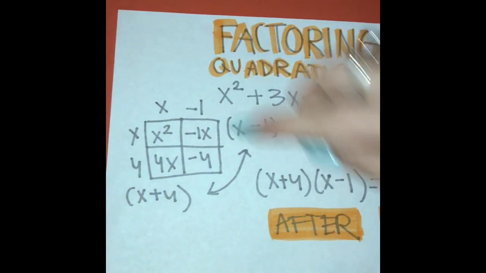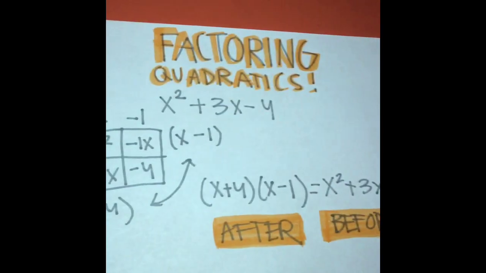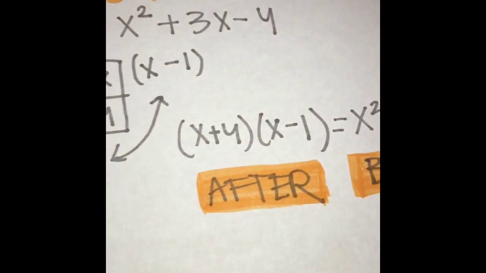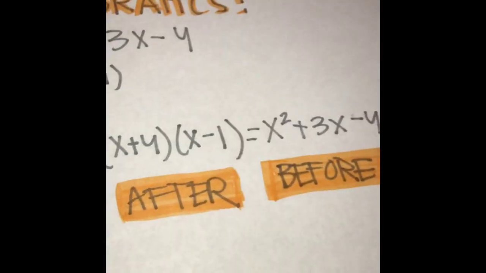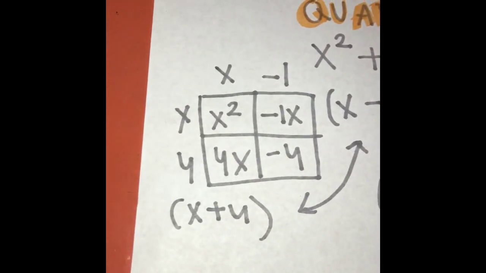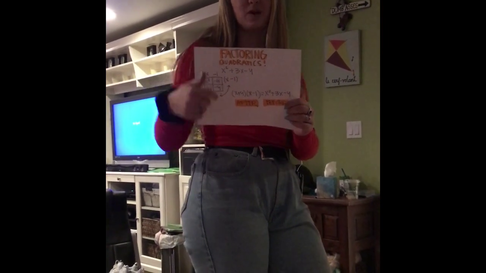Next step, you use the outside of the box to get your factored equation. The before equation and the after equation. As you can see, they are equivalent because we used factoring methods. And that's how you factor quadratics.